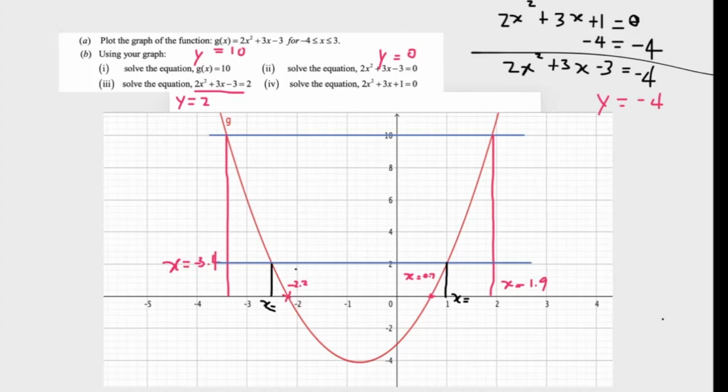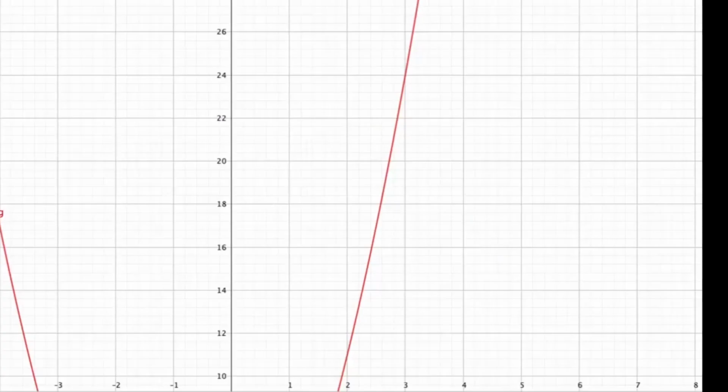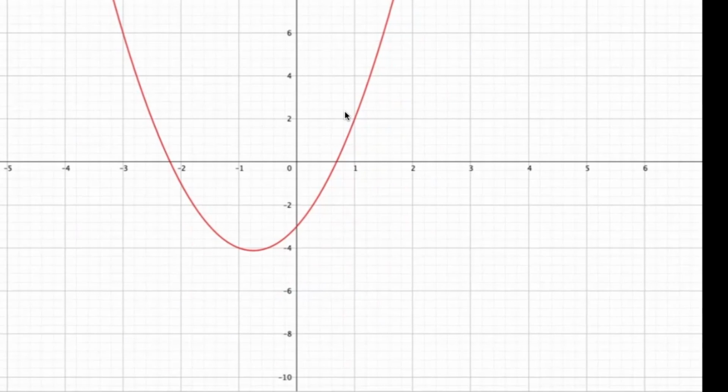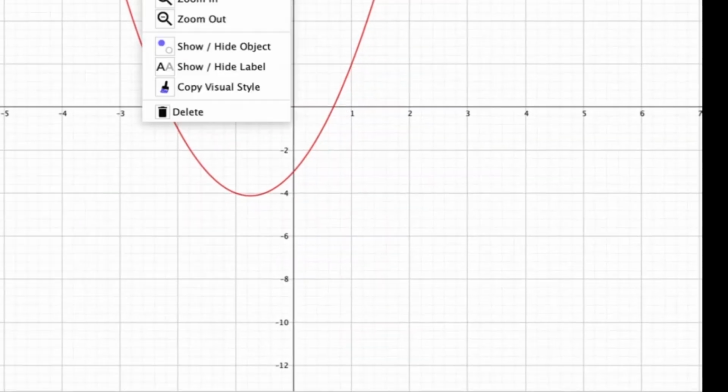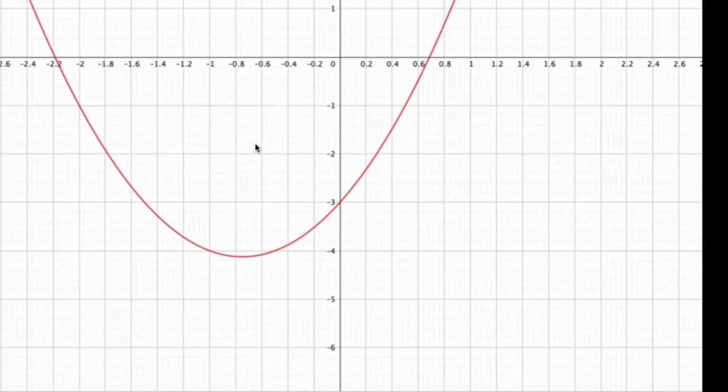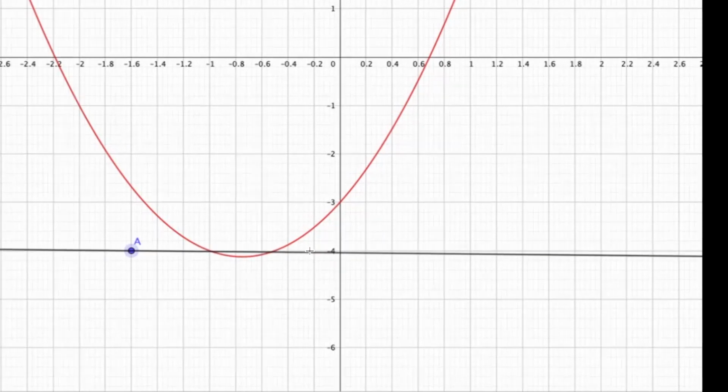So let me go ahead and switch. And I'm going to zoom in a little. This is -4. So you would draw a horizontal line through -4. And where the line and curve meets, we need to read off the values.